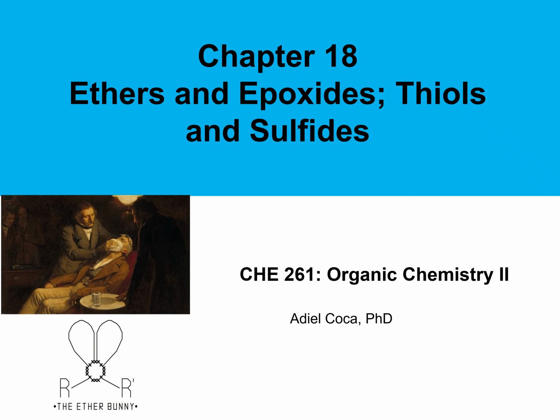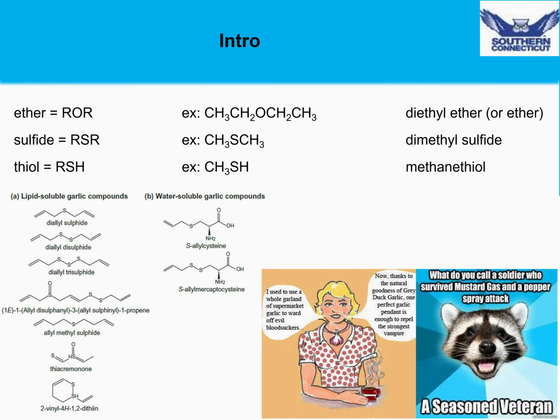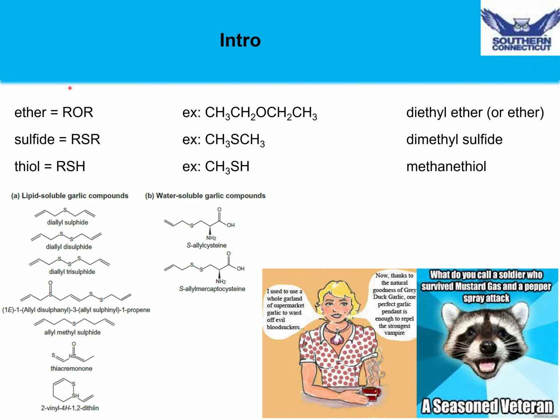In this chapter, we'll discuss the chemistry of ethers and epoxides, as well as thiols and sulfides. Ethers are a functional group that contain an oxygen atom surrounded by two carbon chains. A simple example is diethyl ether, which has two ethyl groups surrounding an oxygen.